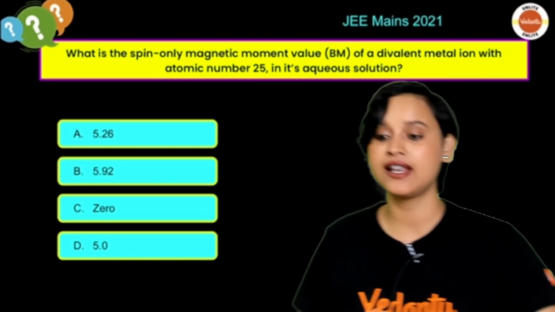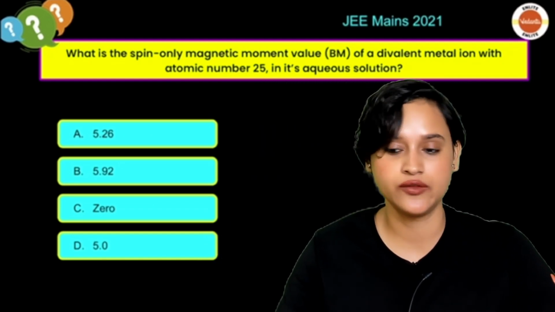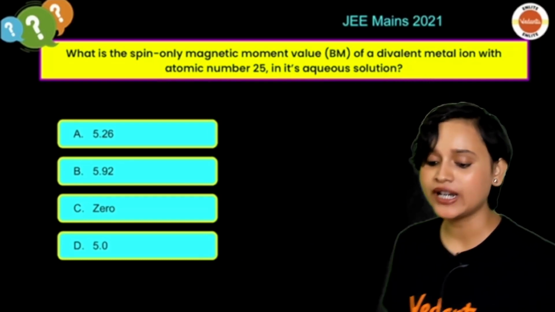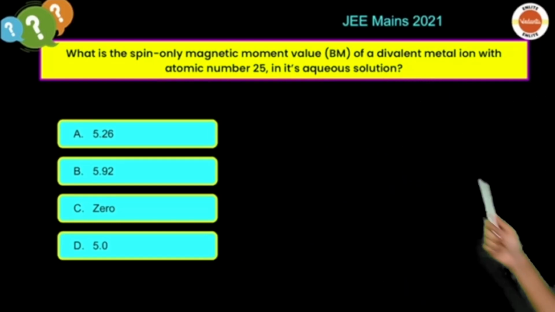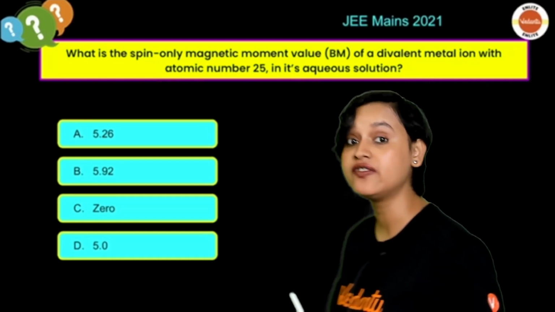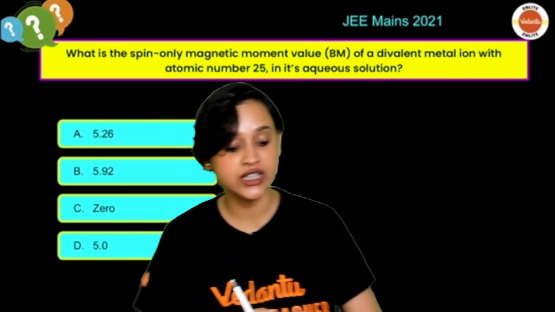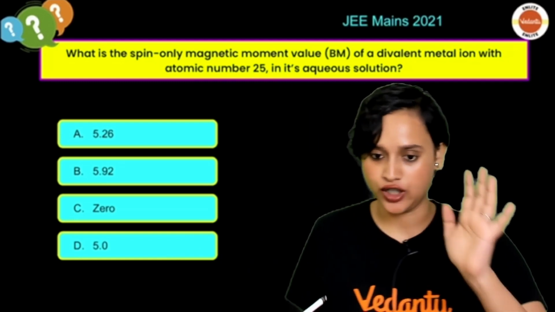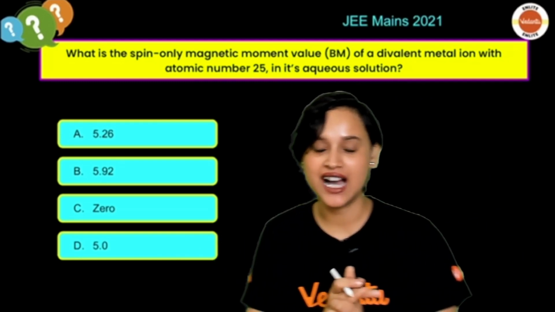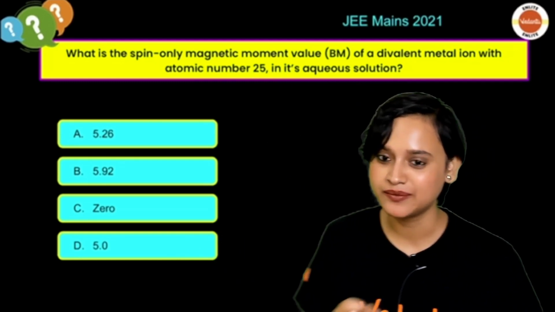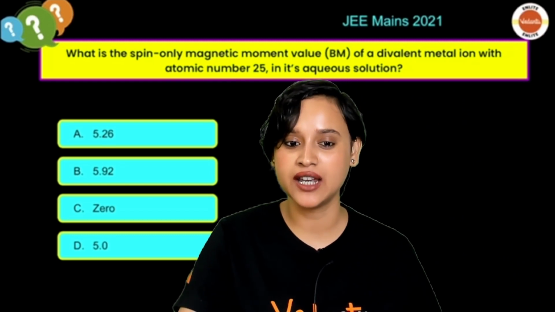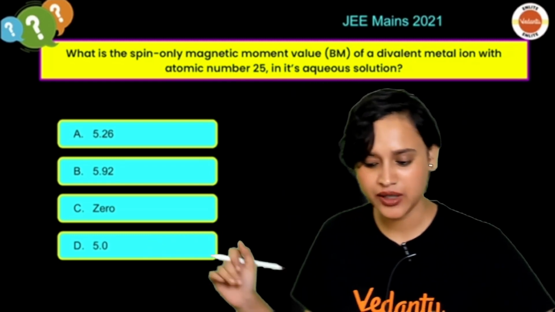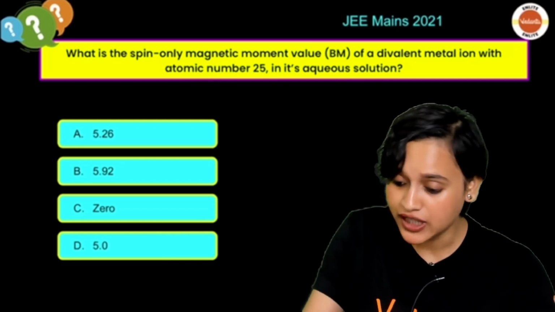Let's read the next question, everybody, and let's try to solve it. Chalo. The question says, what is the spin-only magnetic moment value of a divalent metal ion with atomic number 25 in its aqueous solution? When we say divalent, what do we mean? Any idea what we mean by divalent? And the atomic number is 25, by the way.